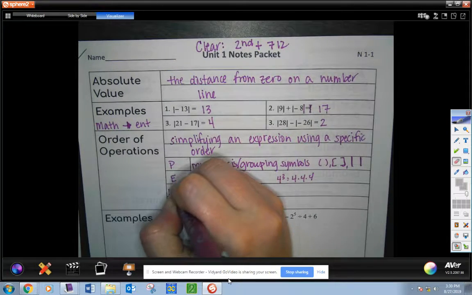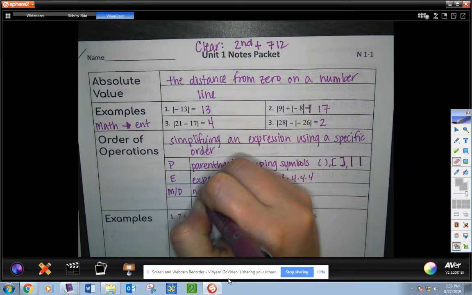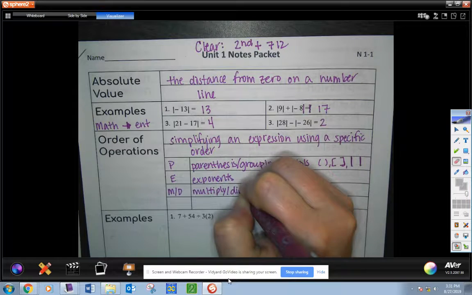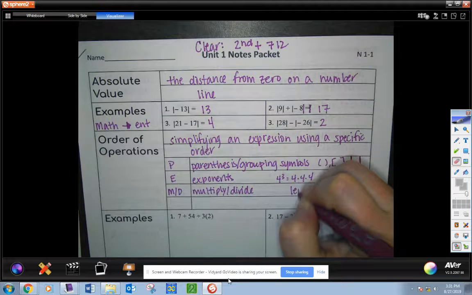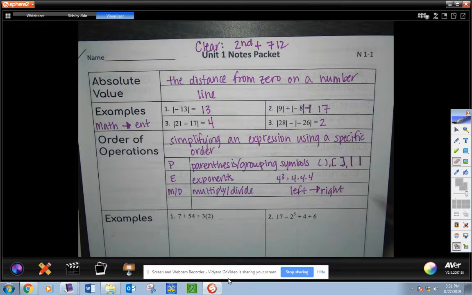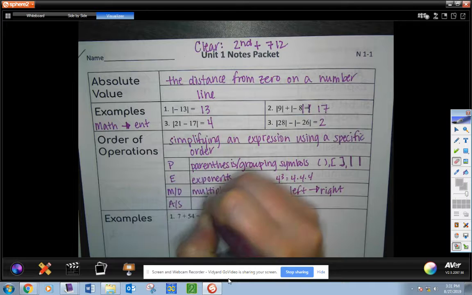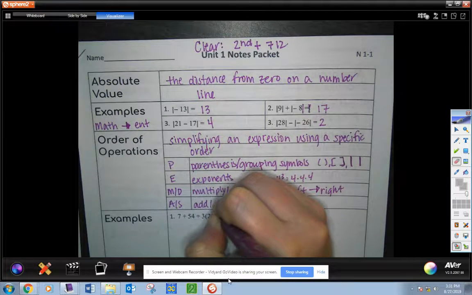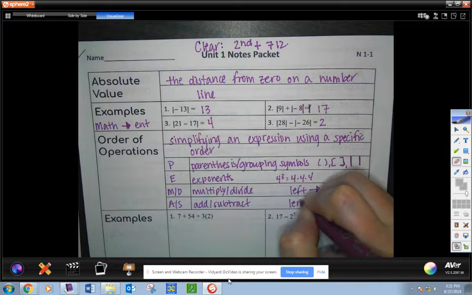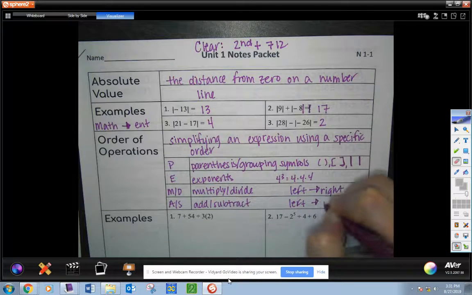After that comes multiply or divide, and we're always going to go in left to right order, so whatever one comes first. And then last is add and subtract, and again, this goes left to right order.